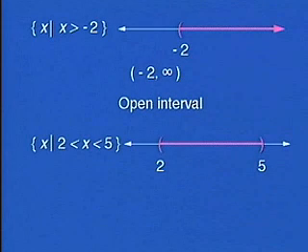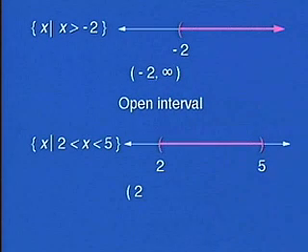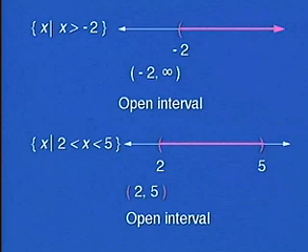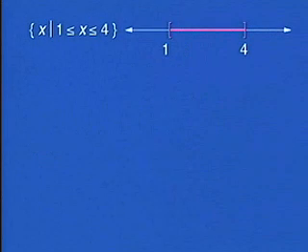Look at the graph on the number line. We've marked the numbers 2 and 5. We've put parentheses around them and shaded the values between them. In interval notation, our 2 is on the left, our 5 is on the right, and again we have parentheses around both 2 and 5 since x cannot include those values. This is again an open interval. Let's take a look at this inequality.